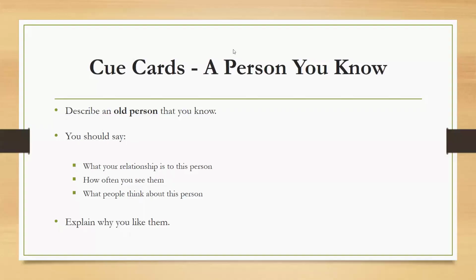Okay, I'm sorry I went off briefly. So I'm not sure if you got the question, but I'm going to repeat it. This time, we have identified a cue card for you. We want you to develop a mind map. And your topic is describe an old person that you know. You should say what your relationship is to this person, how often you see them, what people think about this person, and explain why you like them.